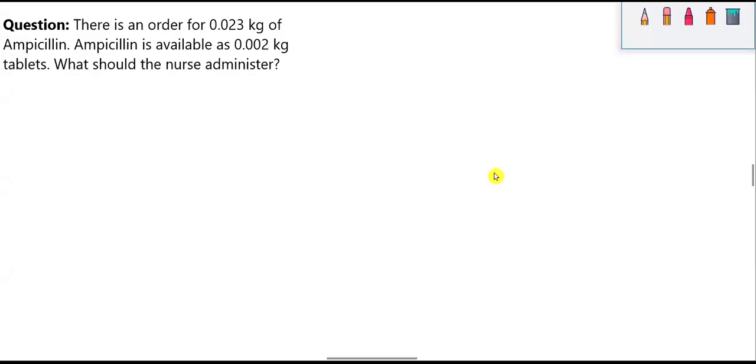Okay, so let's work on some tablet or capsule questions. These are some of the most basic ones that you might come across, and you can solve them in a couple different ways. We're going to do the desired over have method because it's probably the simplest one there is. So the first step for any problem is to determine what type of problem it is.